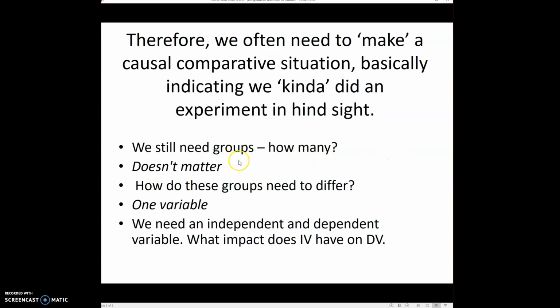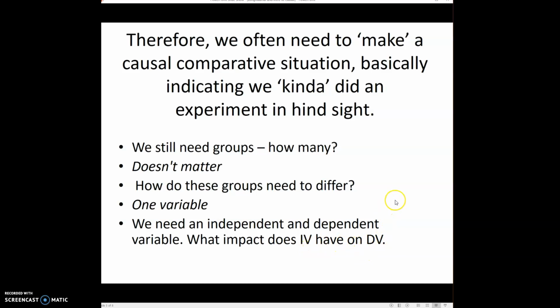So we still need groups. How many do we need? It doesn't really matter. We have a system in SPSS that allows us to compare anywhere between 1 and however many groups that you can possibly think of. How do these groups need to differ? For now, what we're going to deal with really has to do with one variable. And what we mean is we need an independent variable and a dependent variable. What impact does the independent variable have on some dependent variable?